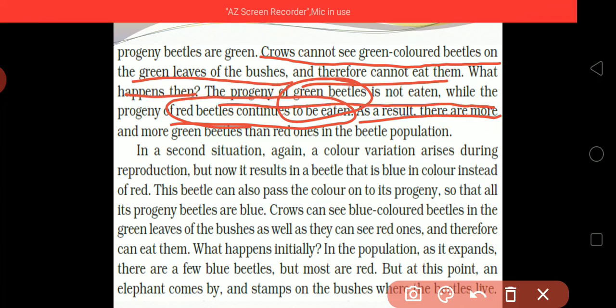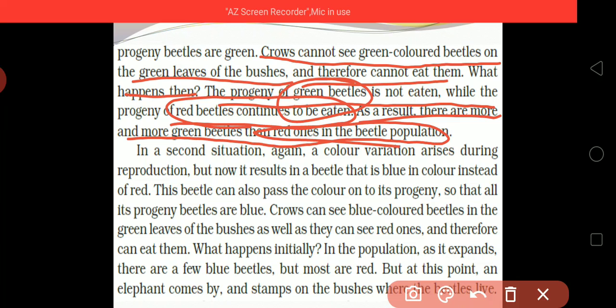As a result, there are more and more green beetles than red ones in the beetle population. So you can see that only green beetles will be seen, and red beetles will be removed from the population.